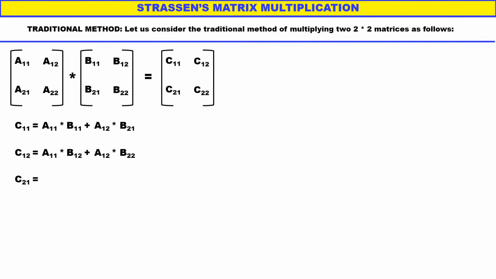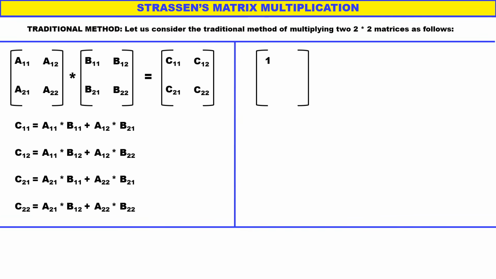So what is C21? Second row of the first matrix and first column of the second matrix. That is A21 into B11 plus A22 into B21. Last one, C22: second row of the first matrix and second column of the second matrix. That is A21 into B12 plus A22 into B22. So this is how we find the answer for the multiplication of two cross two matrices using the traditional method.